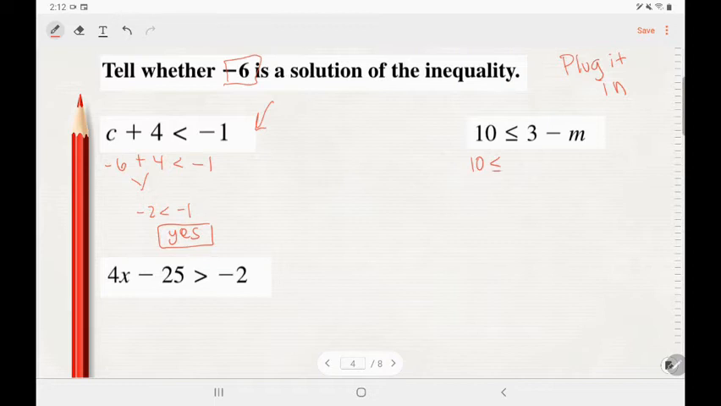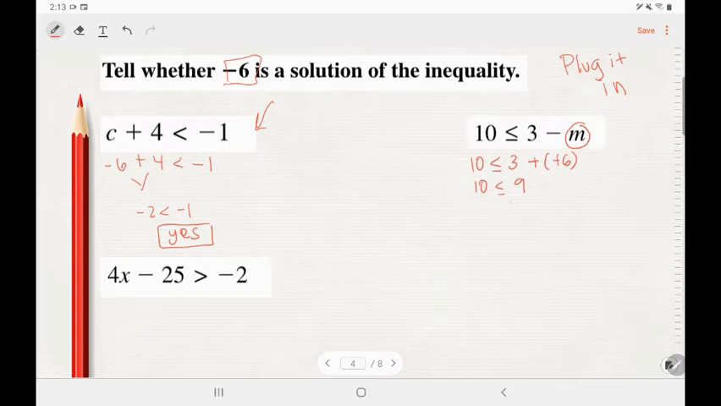10 is less than or equal to... I'm still trying to decide if negative 6 is a solution. So in for m, I'm going to write a negative 6. 3 minus, I do need to keep the minus, negative 6. Because there is no other operations going on with that negative 6, I can add my negative, which means subtract my negative, which means I'm going to add. 10 is less than or equal to 9.